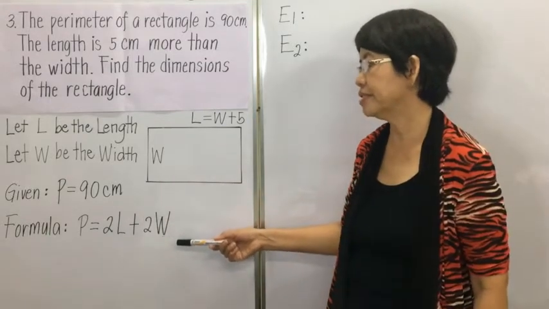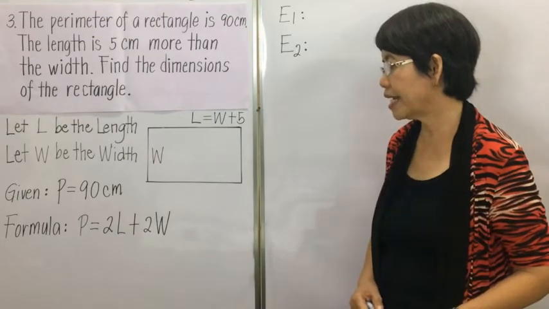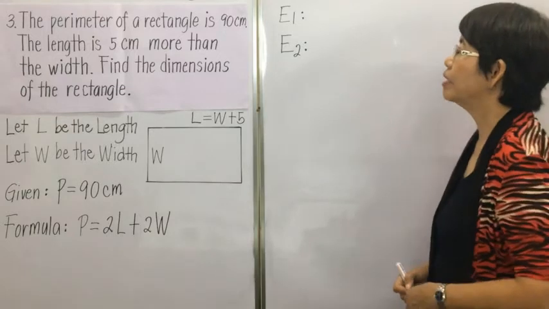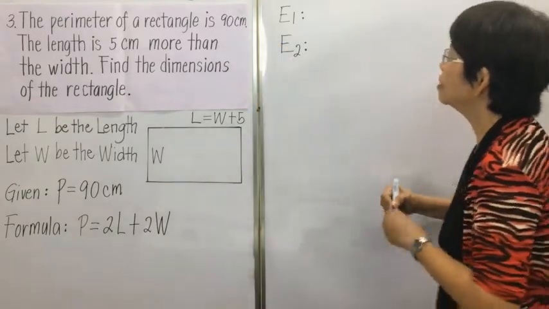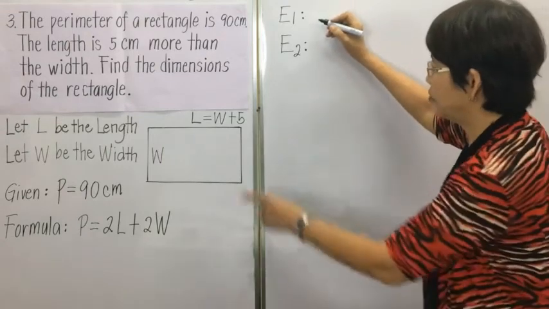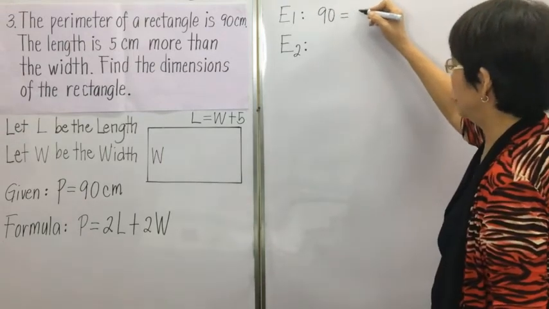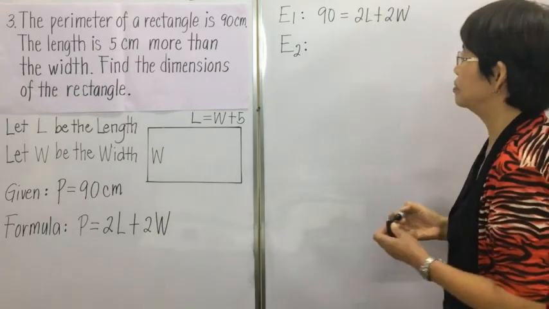So we will be using the perimeter formula. P is equal to twice the length plus twice the width. So our equation 1 is the equation for the perimeter. So we substitute for P the value 90 centimeters, then 2L plus 2W.